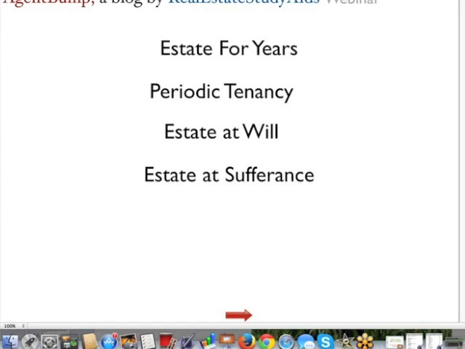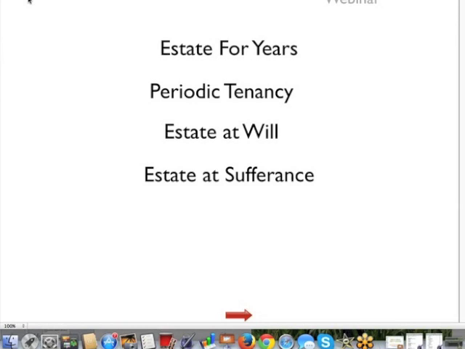There are four types of less than freehold estates: estate for years, periodic tenancy, estate at will, and estate at sufferance. Would one of you like to take a stab at helping me define any one of these four? I could do estate for years. Excellent. Let's hear it.